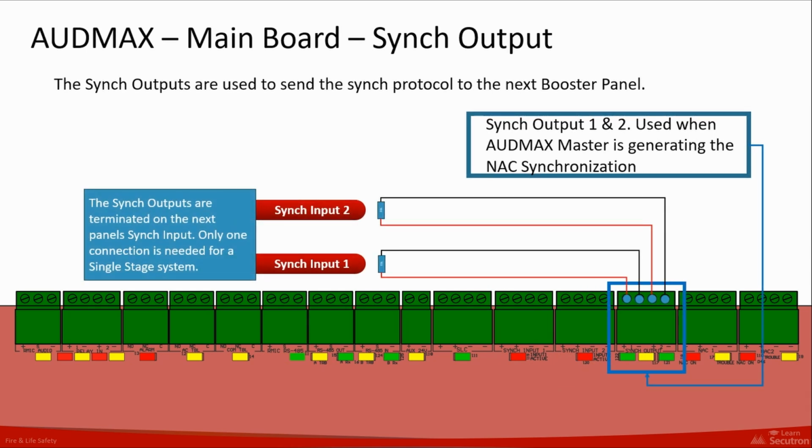The synchronization outputs on the master panel are used to transmit synchronization protocols to connected booster panels. Each sync output connects to the sync input of the next panel in the system. In a single-stage configuration, only one sync connection is required, while dual-stage systems utilize both sync outputs. These circuits are wired as Class B and ensure synchronized operation of notification appliances across multiple panels.